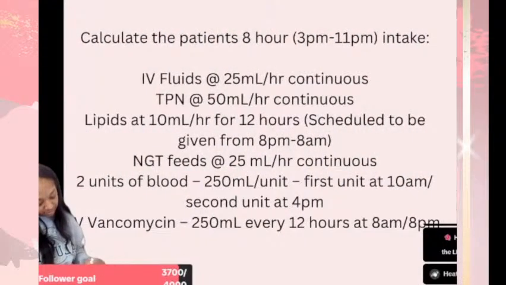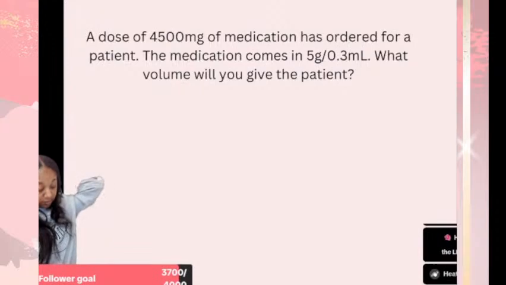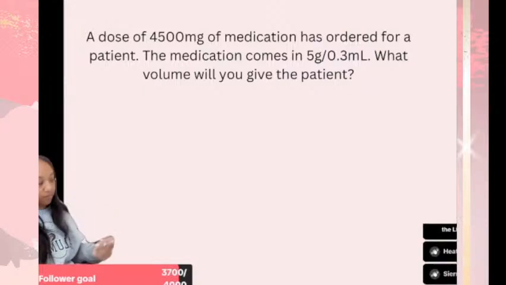That's another one, but I think we kind of got the picture on that. Alrighty, so a dose of 4,500 milligrams of medicine has been ordered for a patient. The medication comes in 5 grams per 0.3 mLs. What volume will you give the patient?